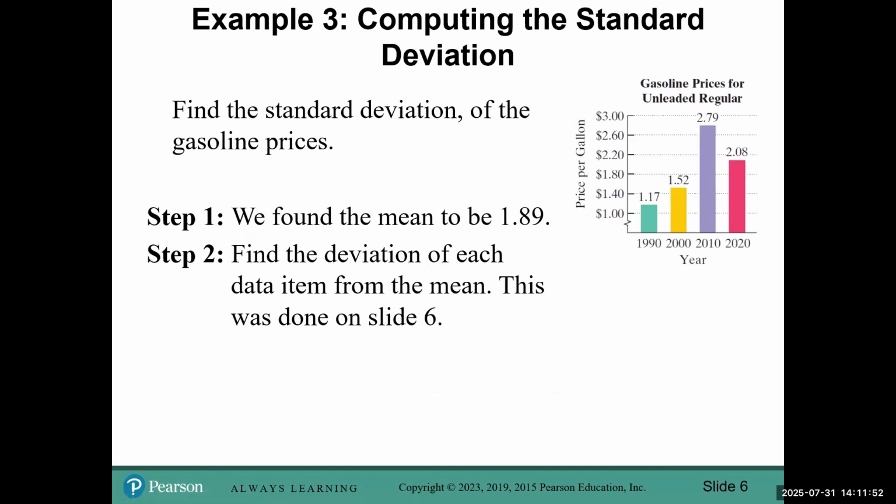All right, so the standard deviation for gasoline prices. Here we have gasoline prices, definitely not in California, but somewhere. In 1990, $1.17. So every 10 years from 1990 to 2020. We could add these, divide by 4, and we would find the mean to be $1.89. Yep, right there in the middle.